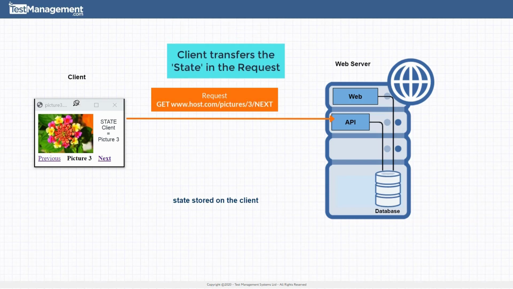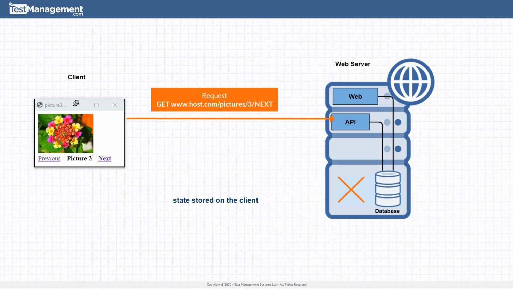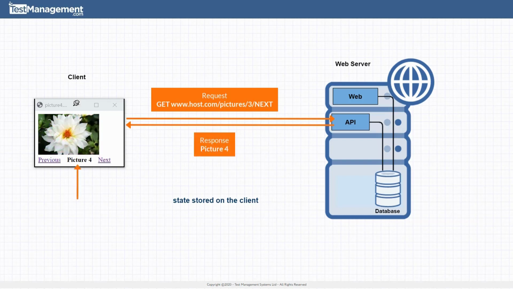So this is where the client sends the number 3 in the request, which is essentially the state being transferred from the client to the server. So the server doesn't need to remember the state of the client. The client must send all the information required in each request, which will include the relevant client state information required by the server in order to provide the correct response.